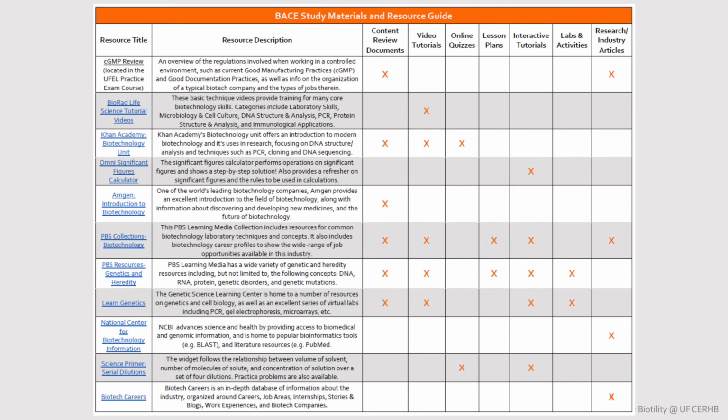As I mentioned, all of the resources are broken down in the resource guide. So this is a screenshot of what that resource guide looks like. You can see in the left-hand column the title of each resource. All of them are linked with the exception of the CGMP review, which of course is only contained within the practice exam shell. But a description is provided for each one, and then it gives you, on the right-hand side of the table, a little bit better of an idea of the type of resource that is.